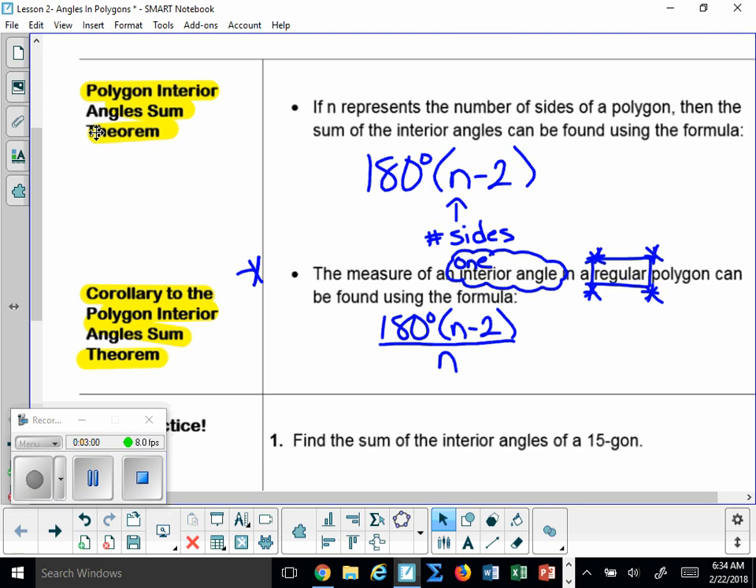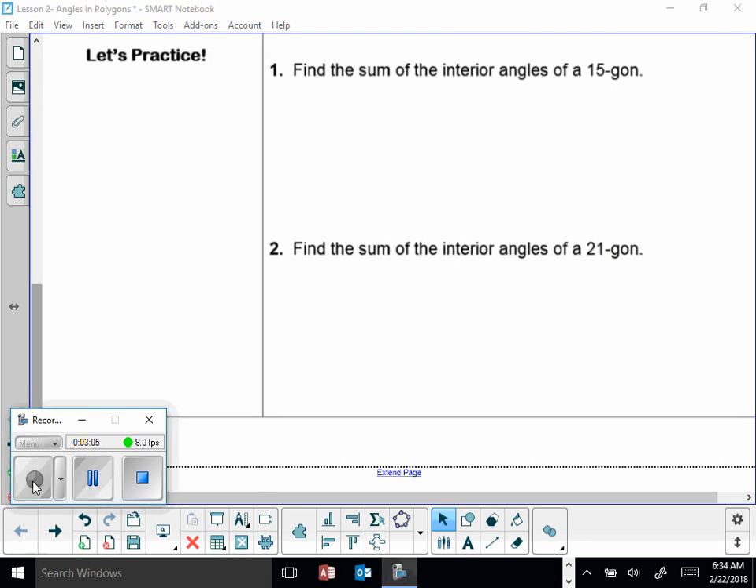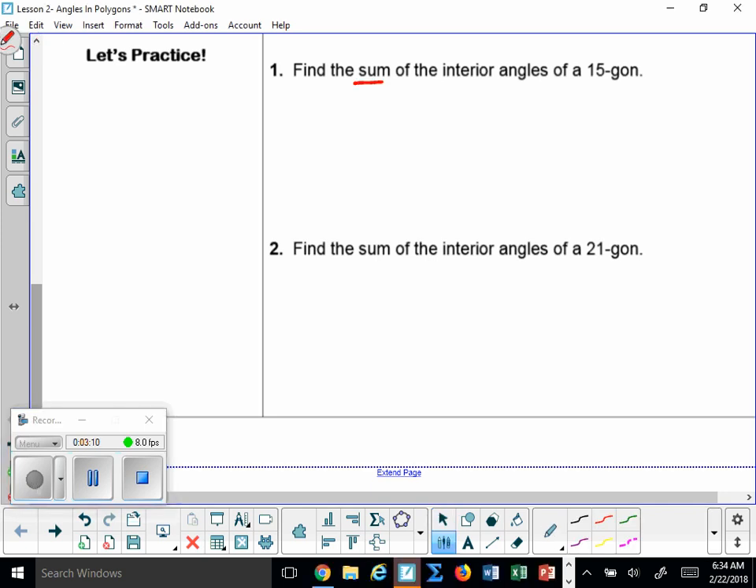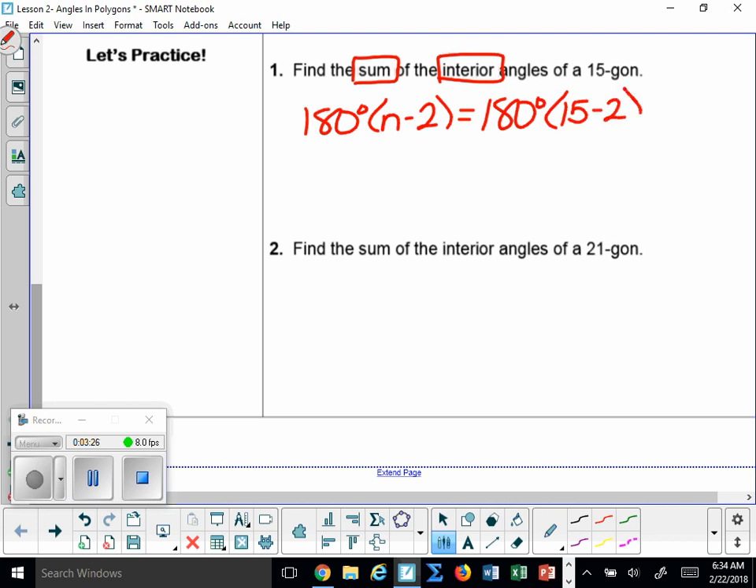All right, let's try a couple of these. Find the sum, sum is our key word here, of the interior angles of a 15-agon. So my formula is 180 degrees times n minus 2. So that is going to equal 180 degrees times 15 minus 2. And I'm going to stick that in my calculator because I really don't want to do 180 times 13.